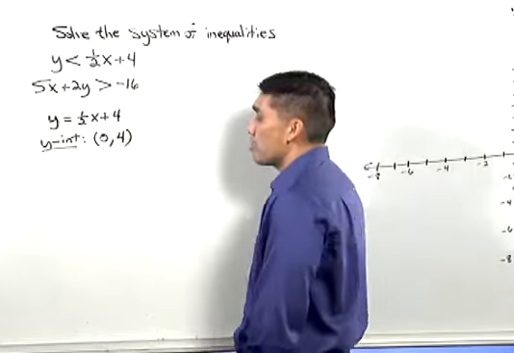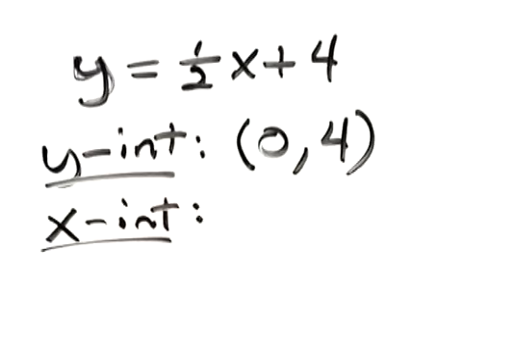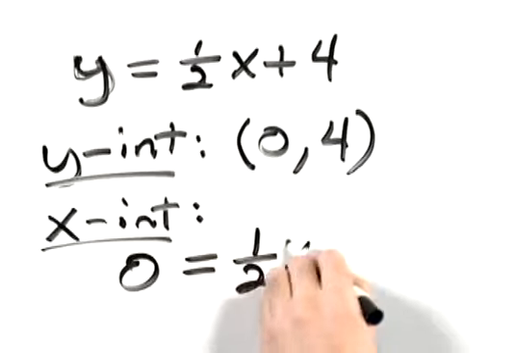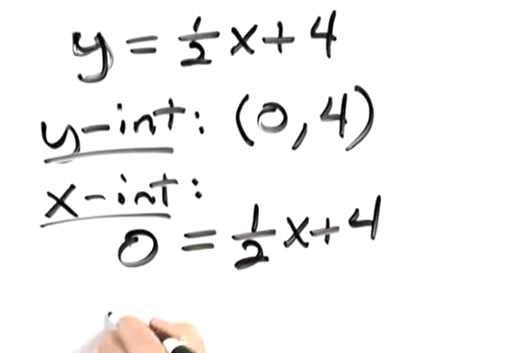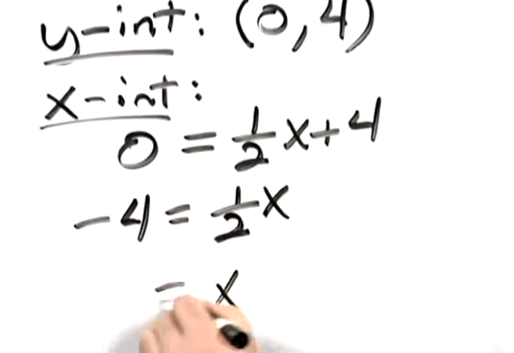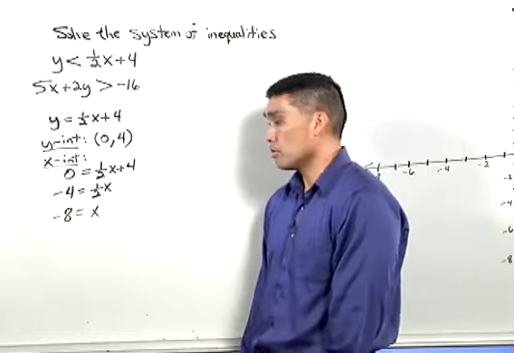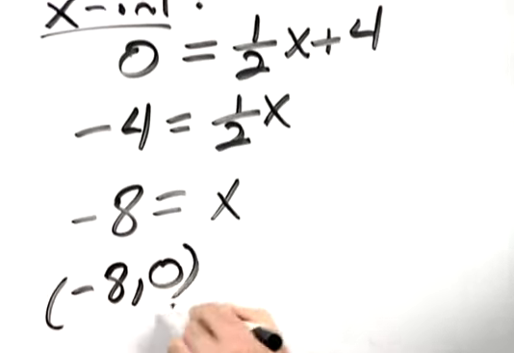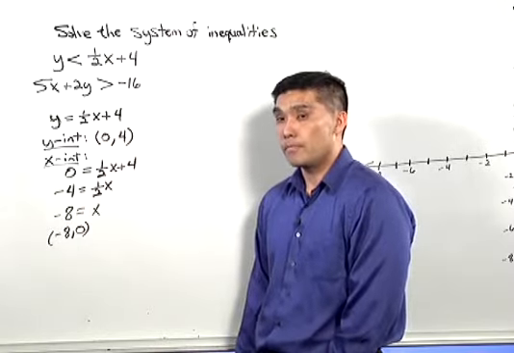To find the x-intercept, we can let y equal 0 and solve for x. If y is 0, we have 0 equals 1/2 x plus 4. Subtract 4 from both sides to get negative 4 equals 1/2 x, and so x equals negative 8 by multiplying both sides by 2. So the x-intercept is negative 8, 0. We can use these 2 points to graph this line.